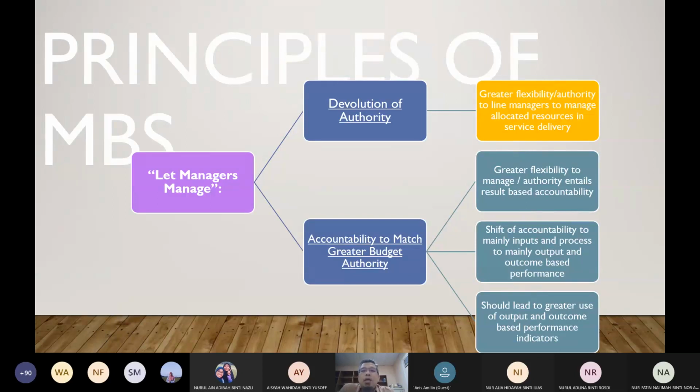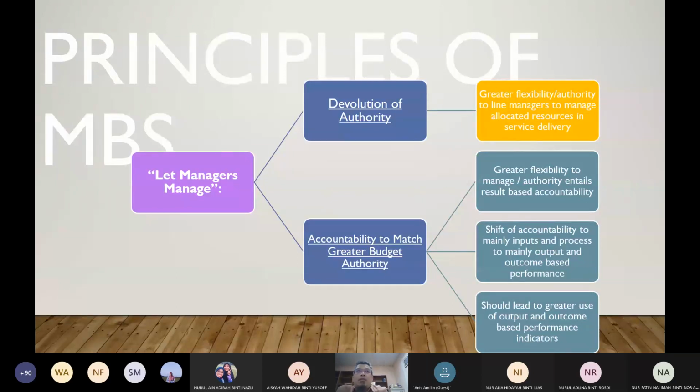Okay, and so if you look at this devolution of authority, that is how they translate the let managers manage principle into practice: devolution of authority. What it means is greater flexibility to line managers to manage allocated resources in service delivery. So in other words, they can decide what service they need to provide and what budget needs to be provided for that. And accountability to match greater budget authority.